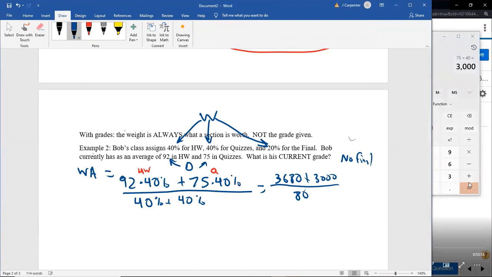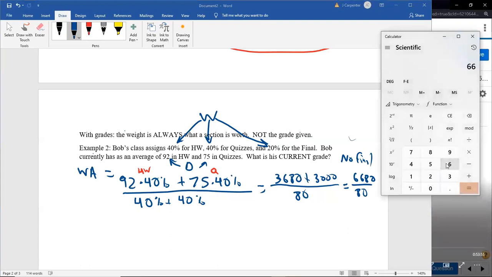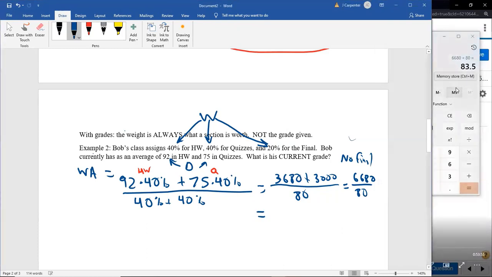3680 plus 3,000 is going to be 6680. Just have to add the 3's divided by 80. And then we'll do that division. 6680 divided by 80. 83.5. That is our average currently.